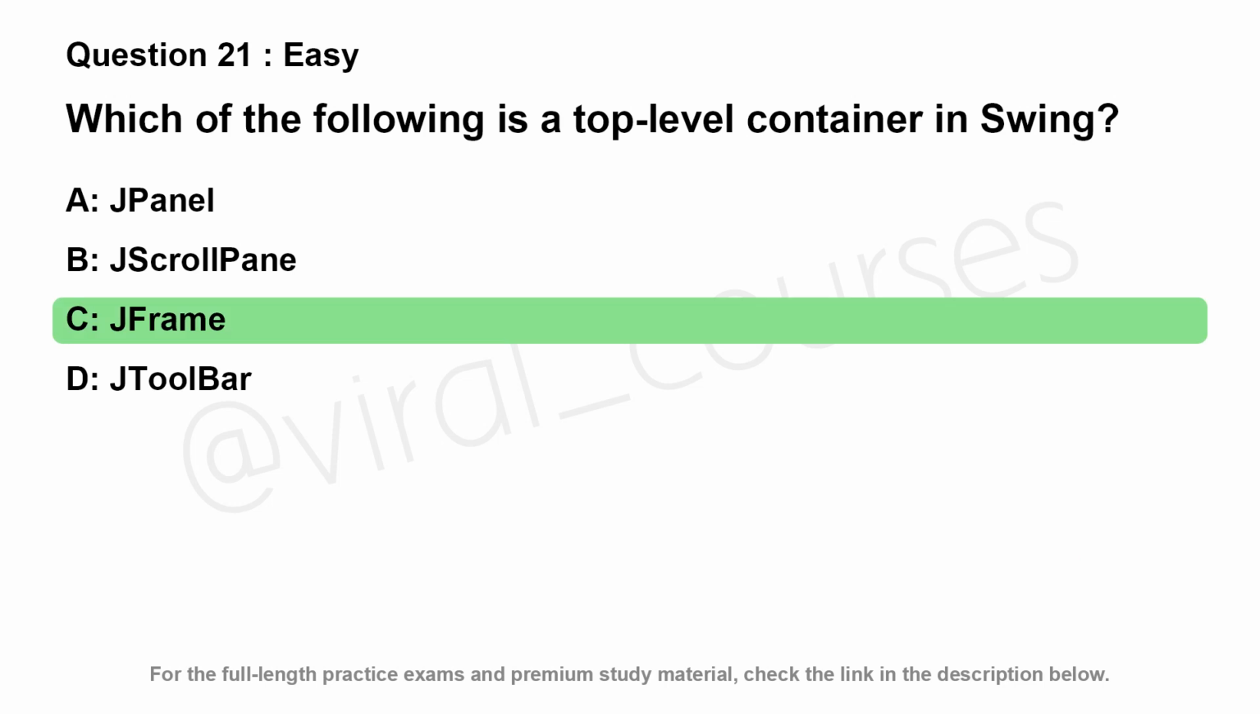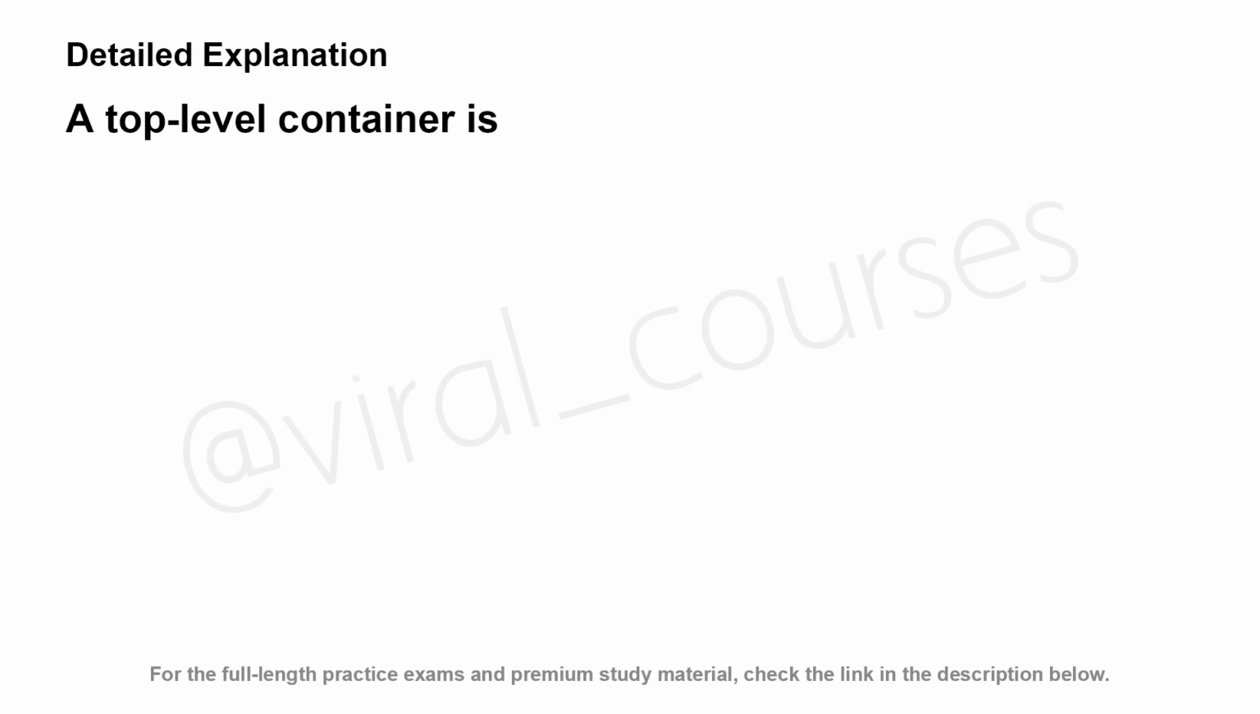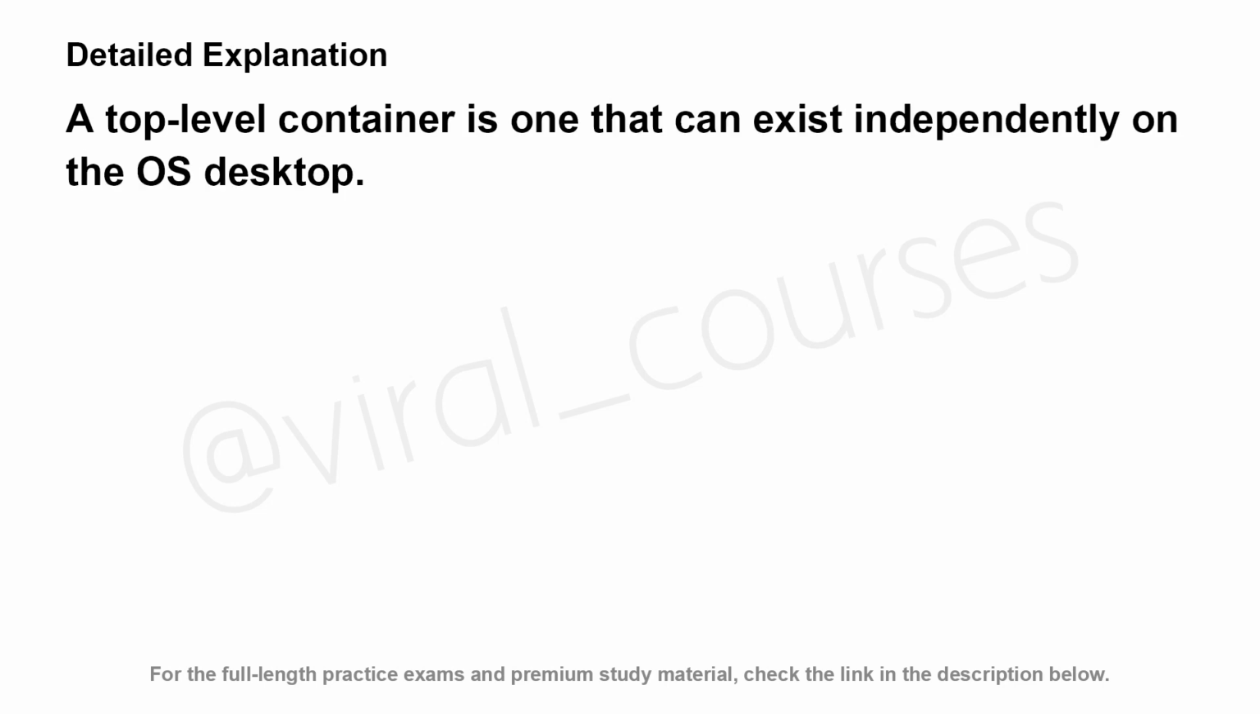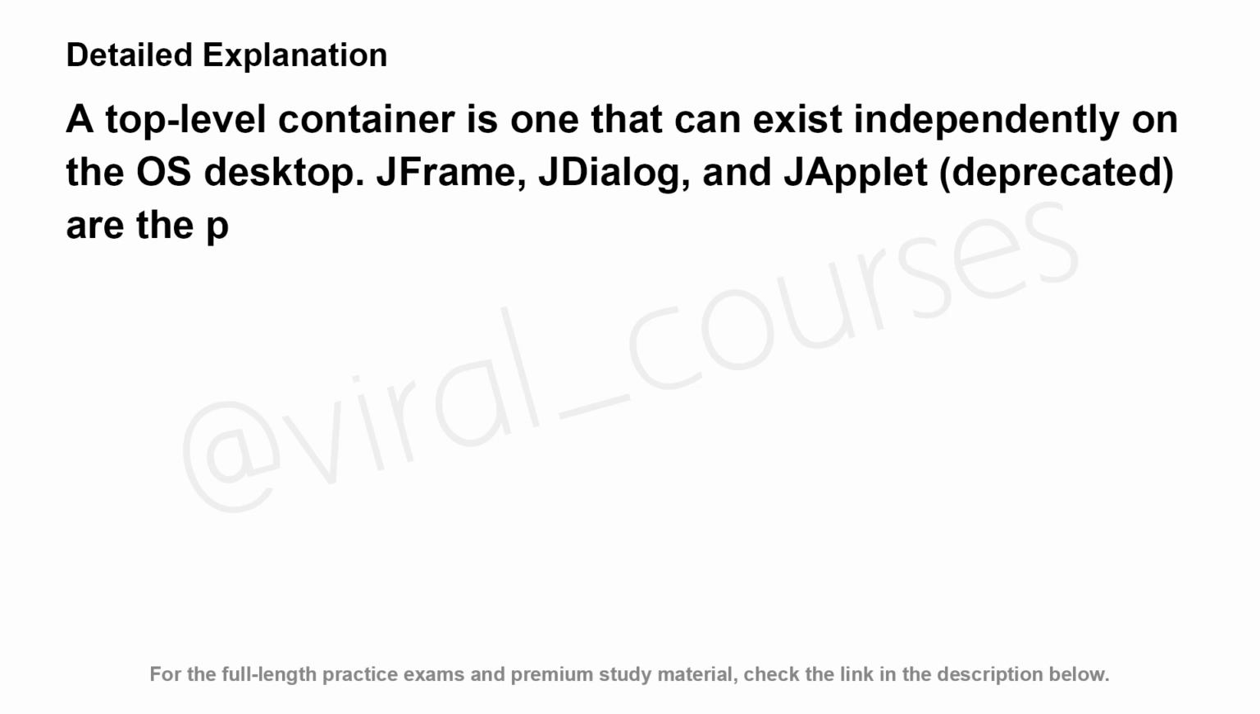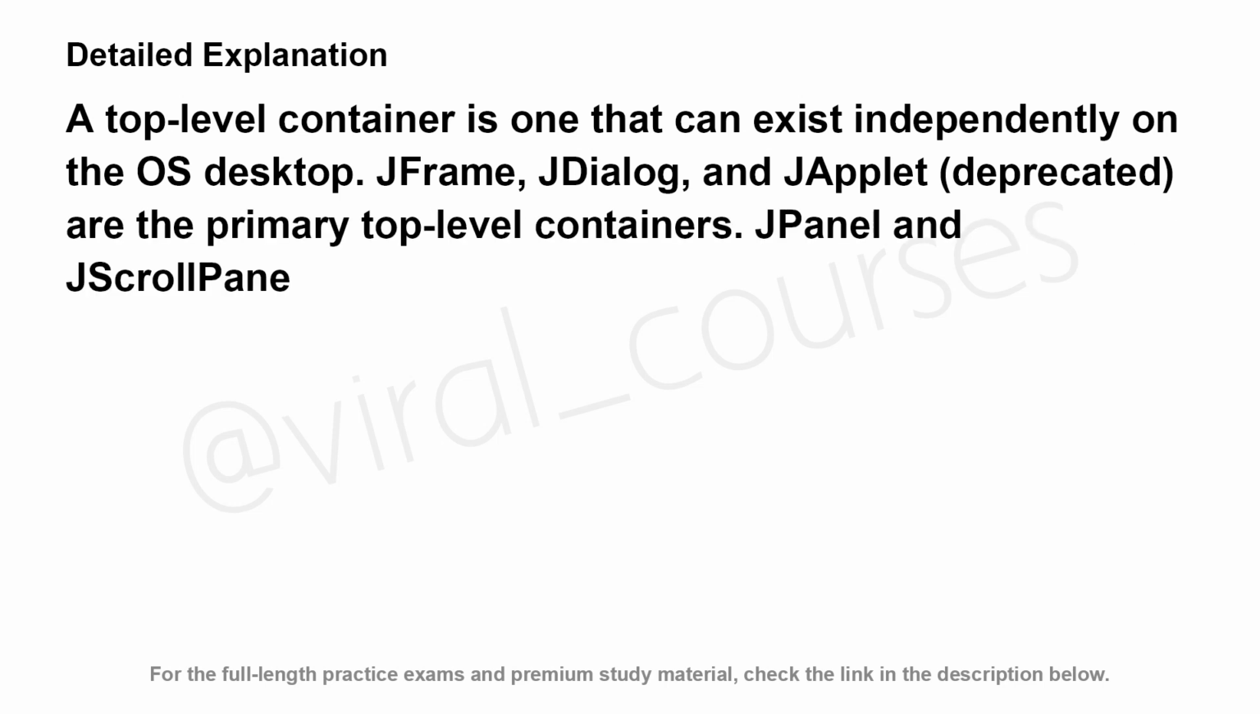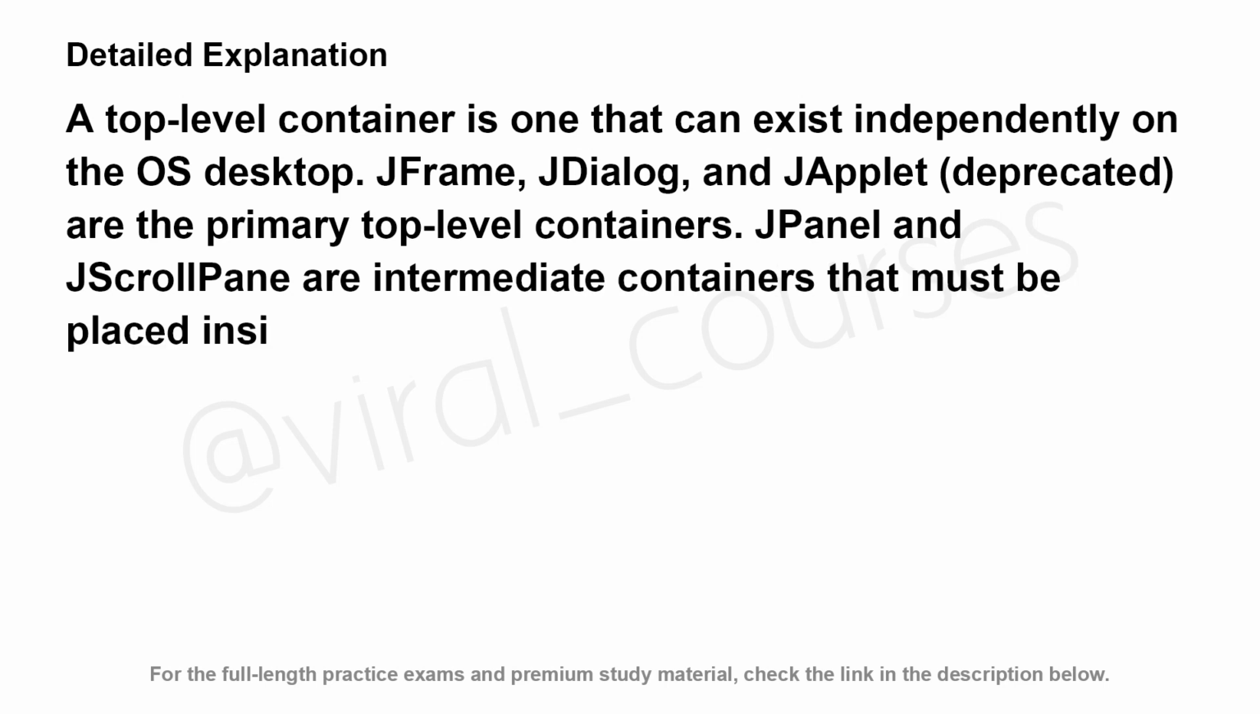The correct answer is C. A top-level container is one that can exist independently on the OS desktop. JFrame, JDialog, and JApplet (deprecated) are the primary top-level containers. JPanel and JScrollPane are intermediate containers that must be placed inside a top-level container.